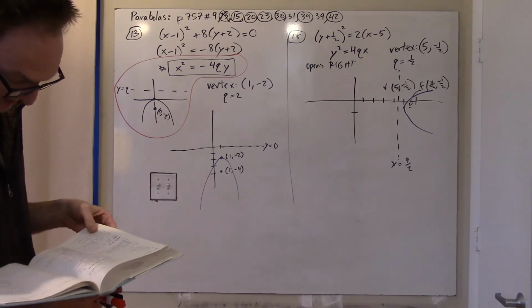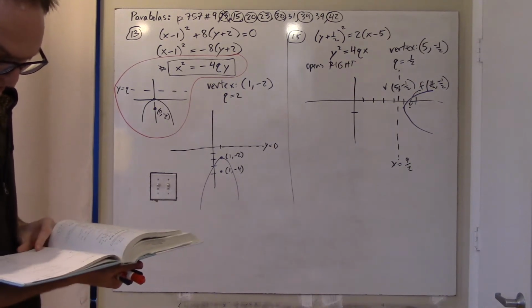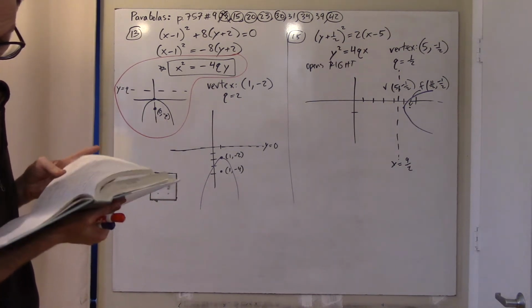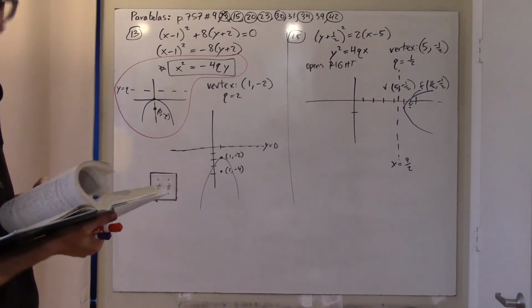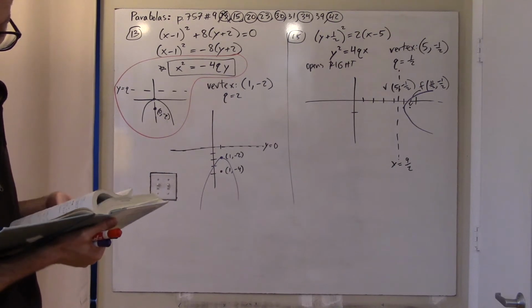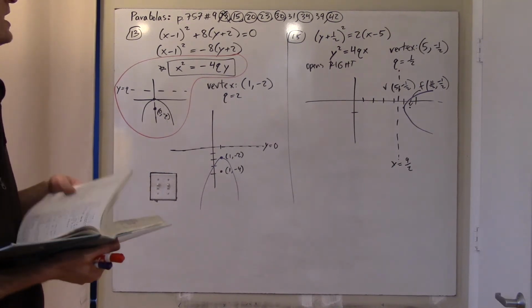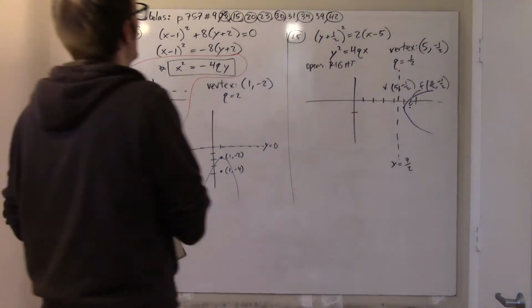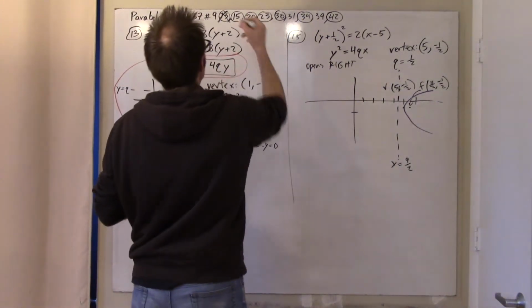Good. What are we doing? Parabolas, number 15. Yeah, that's just right. Vertex (5, -1/2), focus (11/2, -1/2), directrix x equals 9/2. All right, great. Good. 2 down, many to go.